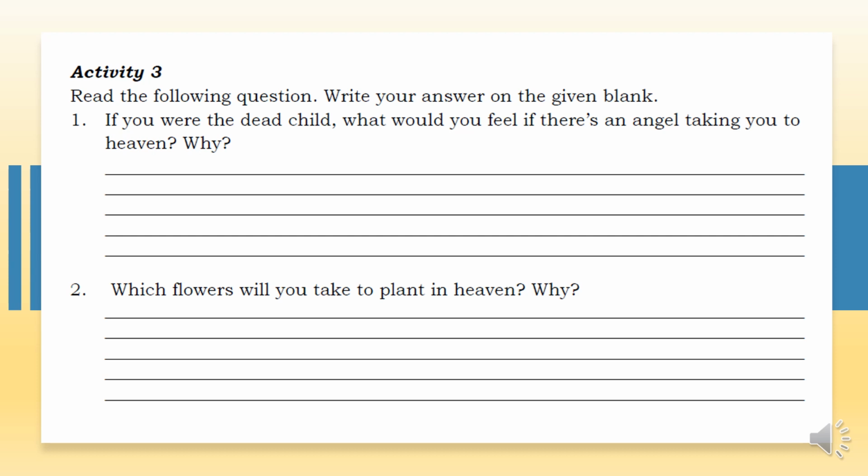Activity number 3. You have to read the following questions. Write your answer on the given blank. 1. If you were the dead child, what would you feel if there's an angel taking you to heaven and why? 2. Which flowers will you take to plant in heaven and why?